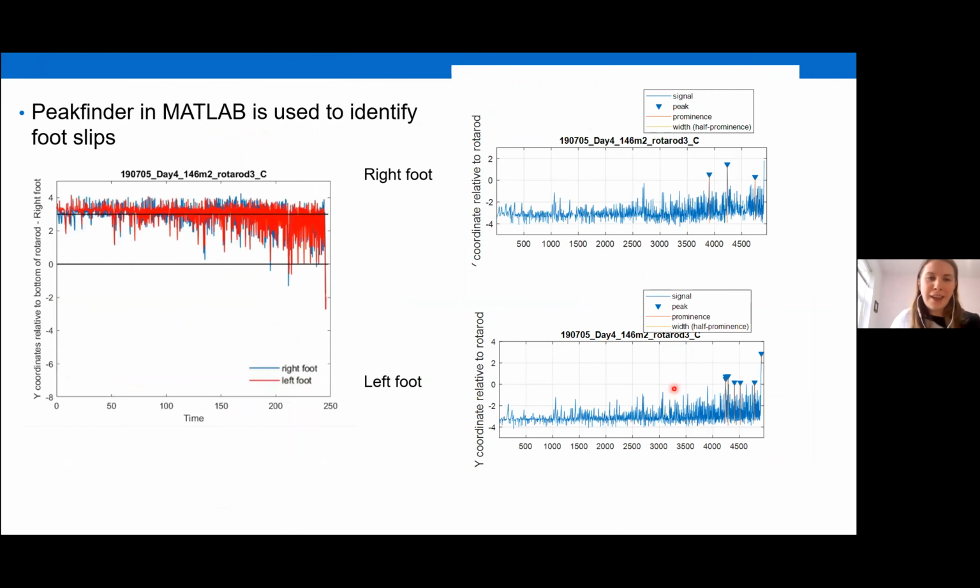So one way I've analyzed this is by looking at the foot slips. Using the peak finder in MATLAB, I've used this to identify the foot slips that happen in time. To do this, I flip my data over so that it's upside down here, and 0 corresponds to the bottom of the rotor rod. And then I use a threshold of 0 and identify any peaks that are above 0, meaning that these are when the foot is below the rotor rod. And then I count how many times the mouse slipped.